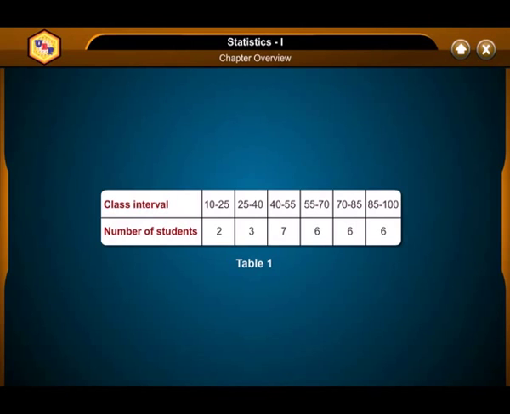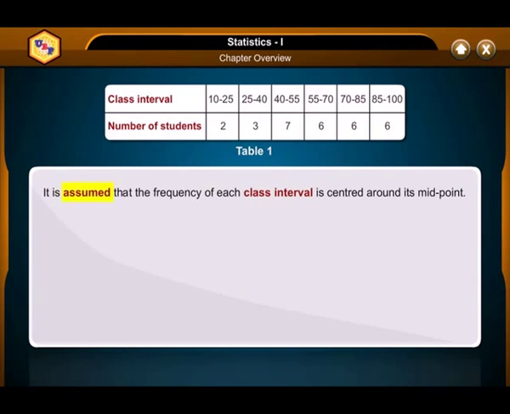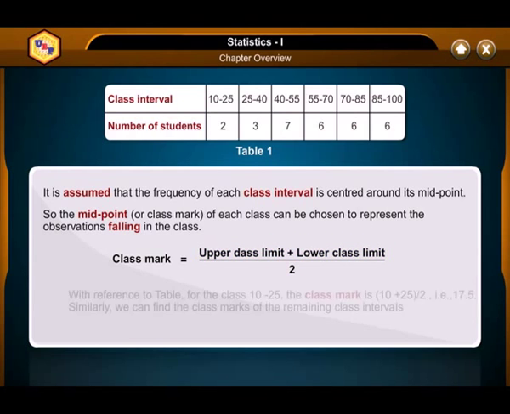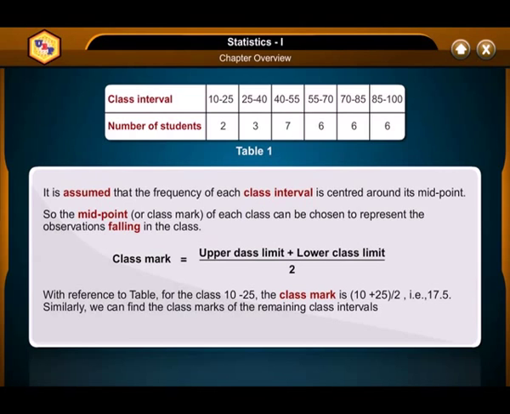Class interval, number of students: 10 to 25, 2. 25 to 40, 3. 40 to 55, 7. 55 to 70, 6. 70 to 85, 6. 85 to 100, 6. It is assumed that the frequency of each class interval is centered around its midpoint. So the midpoint or class mark of each class can be chosen to represent the observations falling in the class. Class mark is equal to upper class limit plus lower class limit upon 2. For the class 10 to 25, the class mark is 10 plus 25 upon 2 equal to 17.5. Similarly, we can find the class marks of the remaining class intervals.